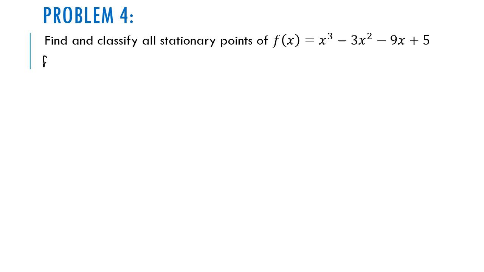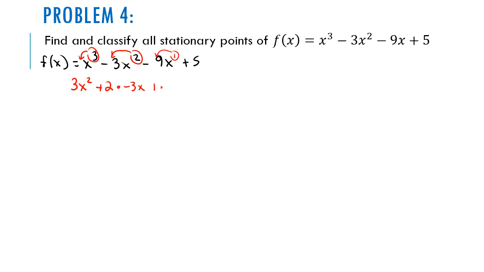So f of x. Okay, so take the derivative: put the 3 in front, 3x squared, put the 2 in front, 2 times negative 3x, put the 1 in front, 1 times negative 9 to the 0, plus 0. So we'll have 3x squared, 2 times negative 3 is negative 6x, 1 times negative 9 is negative 9. So here is our derivative.